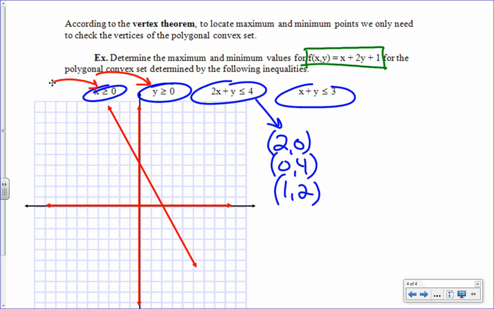Can I choose (0, 0) to check 2x plus y less than or equal to 4? Yes, I can, because it's not on that line. Is it on the other ones? Yes, but that's not the one I'm testing right now. So if we try (0, 0), well, 2 times 0 is 0, plus 0 is less than or equal to 4. Is that true? It is. So from that line, it basically shades below.